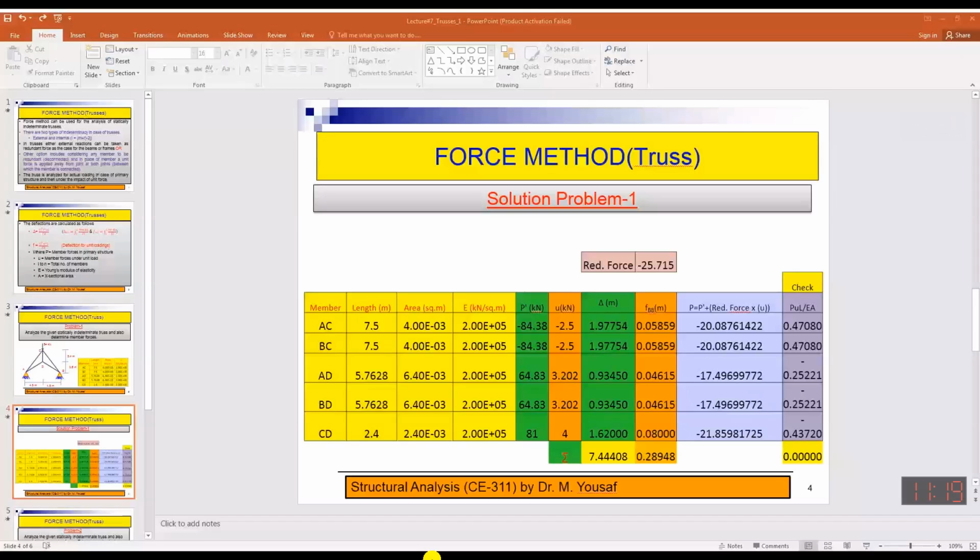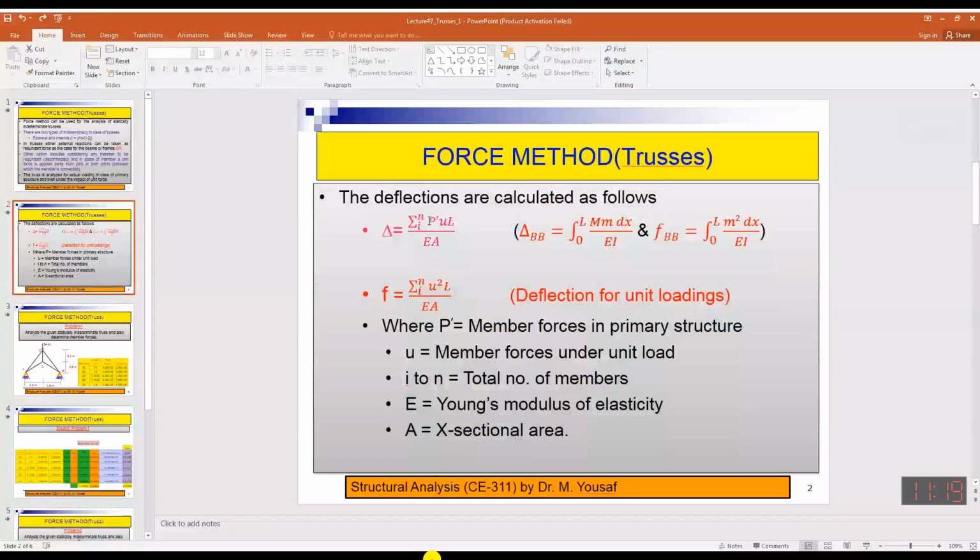Okay जी, so सिया ये कर लिया डेल्टा? You will have to apply only the formula, nothing else. Formula PUL over AE, PUL over AE for every member.